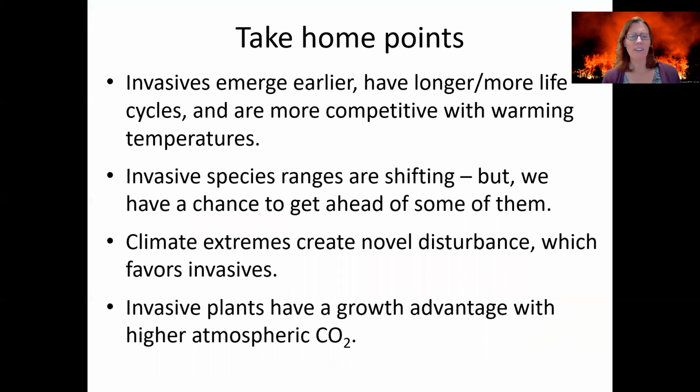Wow, you guys are lucky. You actually get take-home points at the end of this too. You never get that. So here were our four things that we talked about. First, in terms of links directly to temperature, invasive species are emerging earlier and have more life cycles, and both of those things allow them to be more competitive as climate warms.